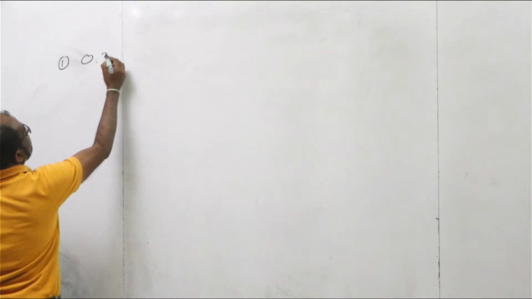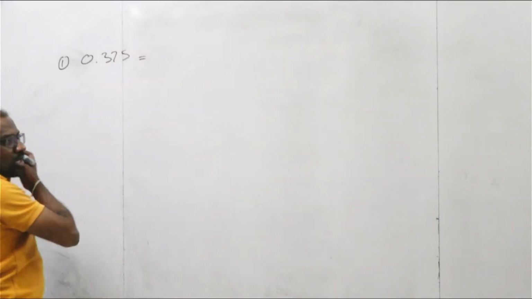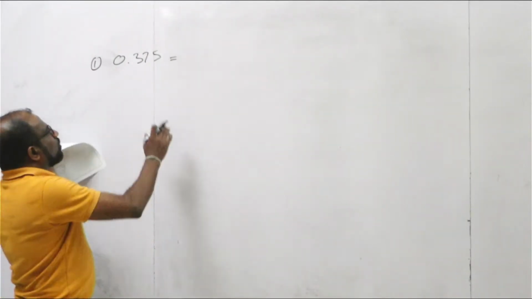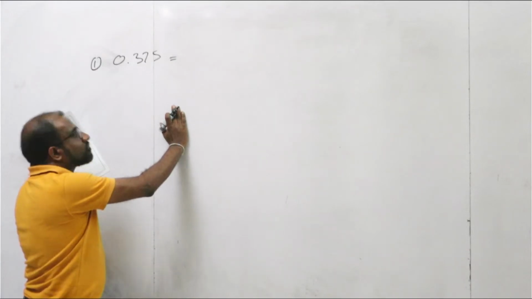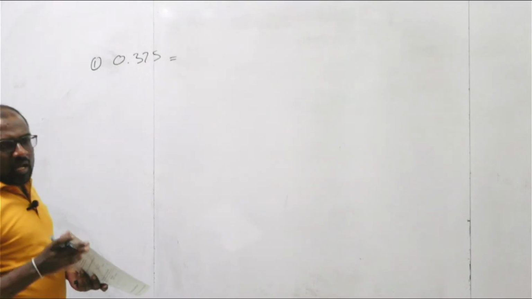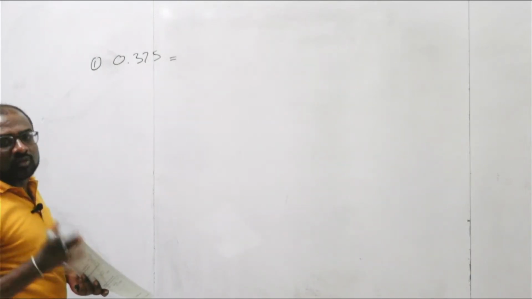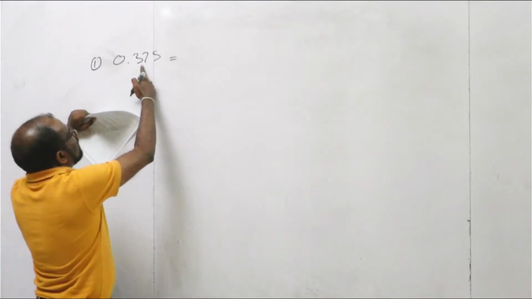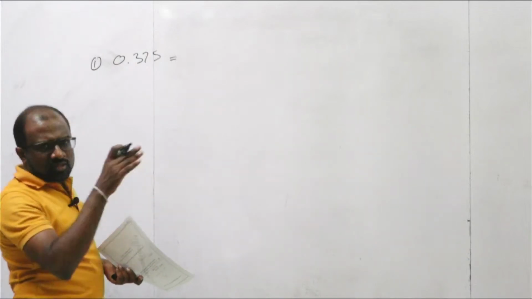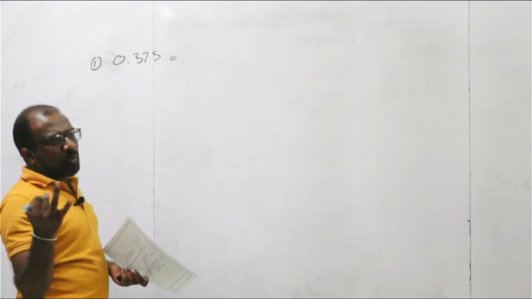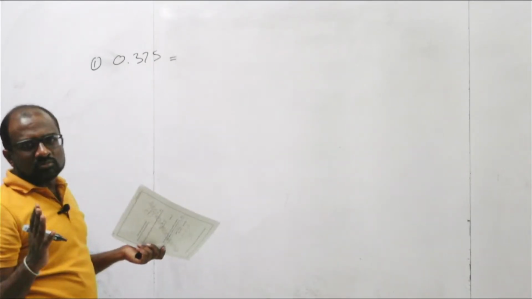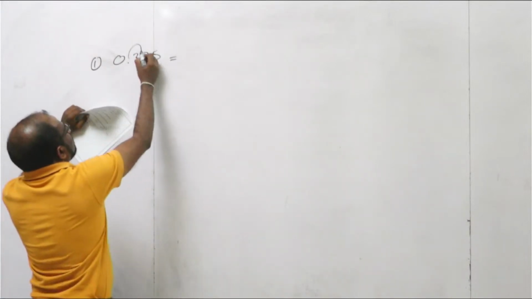0.375. You are asked to write it in standard form or scientific notation. So what is the format of scientific notation? A number between 1 and 10 multiplied by a power of 10. When you say a number between 1 and 10, what are the options you have? One digit and a decimal point: 1 point, 2 point, 3 point, 4 point, 5 point, 6 point, 7 point, 8 point, 9 point. That's all.